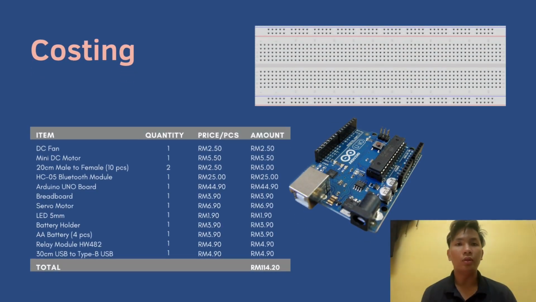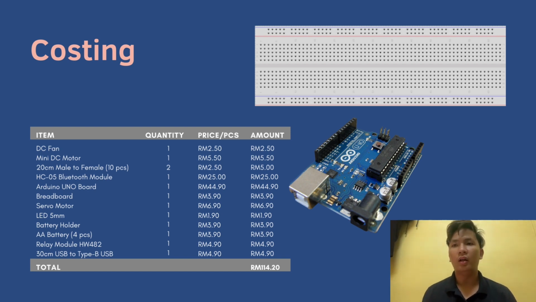Okay, since Arduino is accessible, easy to get, and quite cheap, this is our bill of material and the list of prices. As you can see here, the most expensive item is the Arduino Uno board, as we all expected, and it is the most important component, where we use it as a medium to transfer the coding from the computer to the physical board, which is the Arduino board itself.